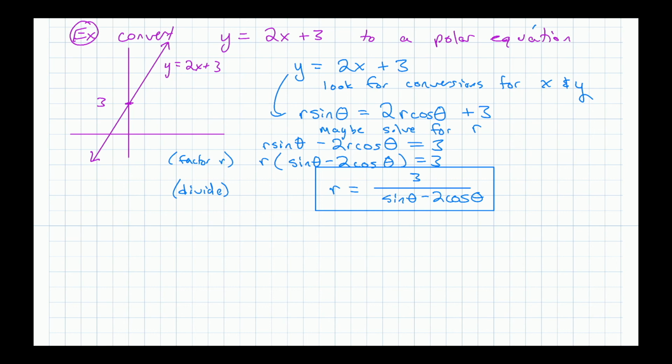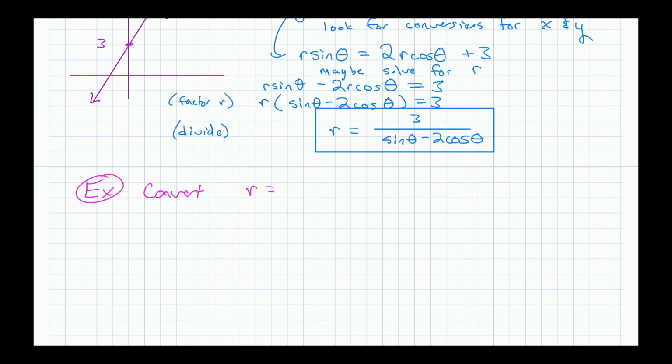Let's do one the other way. Let's try to do this. So opposite, we're going to try an example: convert r equals 2 secant theta to rectangular. So this is opposite because we're starting with it in polar this time, and we want to end up in rectangular. So we're starting with polar, right? So how would you do this? You have to think about how to do this.